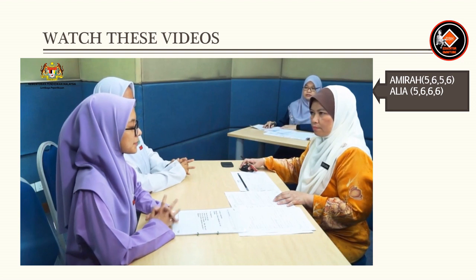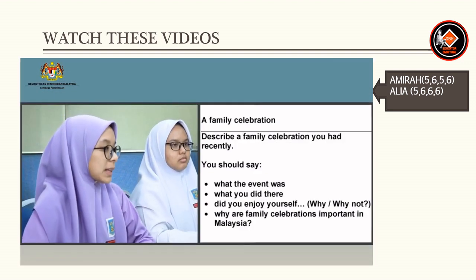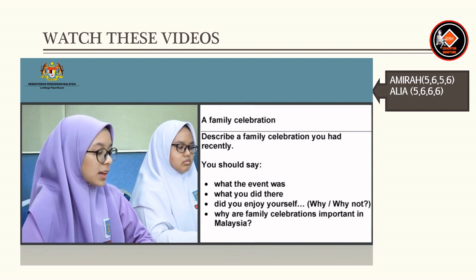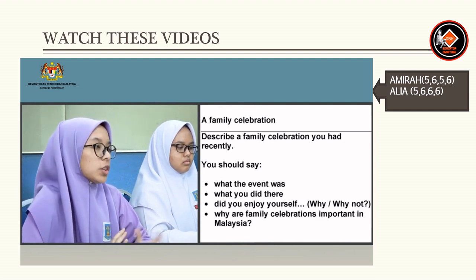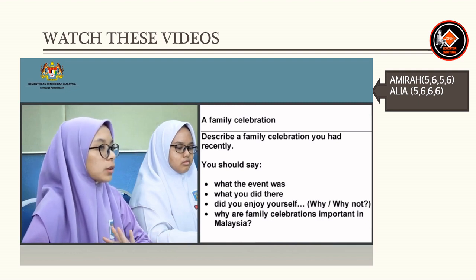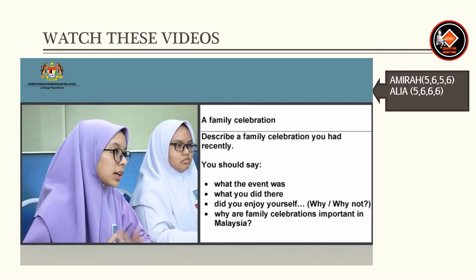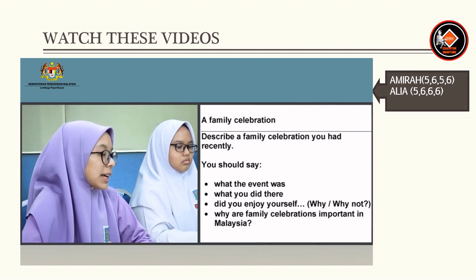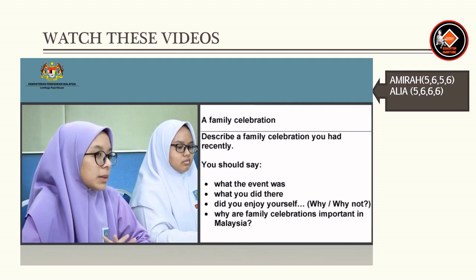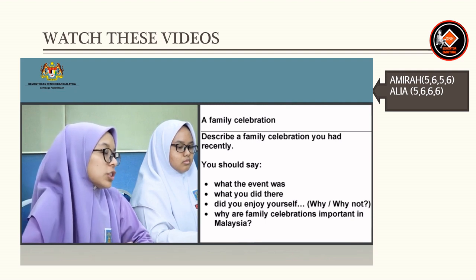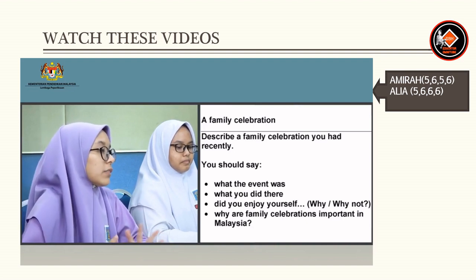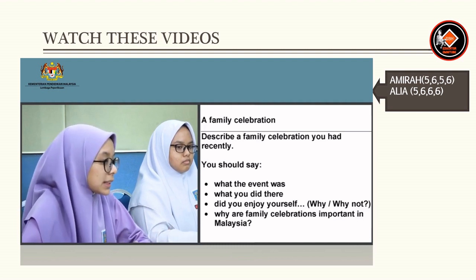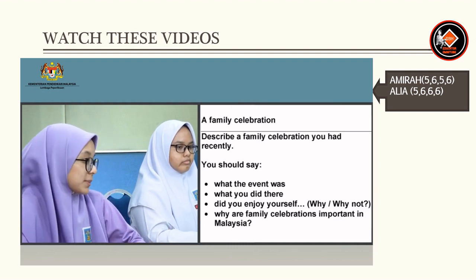The family celebration I had recently was actually Eid Mubarak, which was last May. What I did there was we cooked nasi dagang with the whole family. We talked together, and we also took some pictures. I did enjoy myself there because I love being with my family. And for me, family celebrations are important in Malaysia because family bonds are everything after all. And I think that families need to get to know each other better and get used to each other.